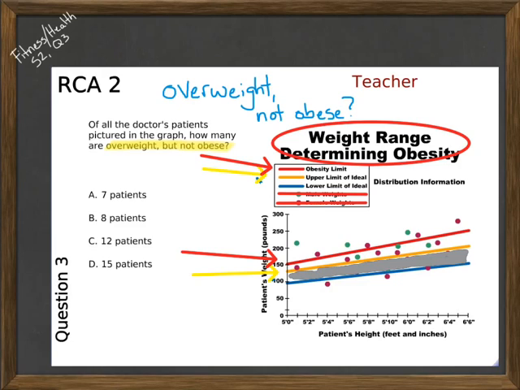But the question is asking us, who are the patients who are overweight but not obese? So looking at the graph there, all we have to do is count the circles that each one represents a patient to find out how many of them are overweight but are not obese.